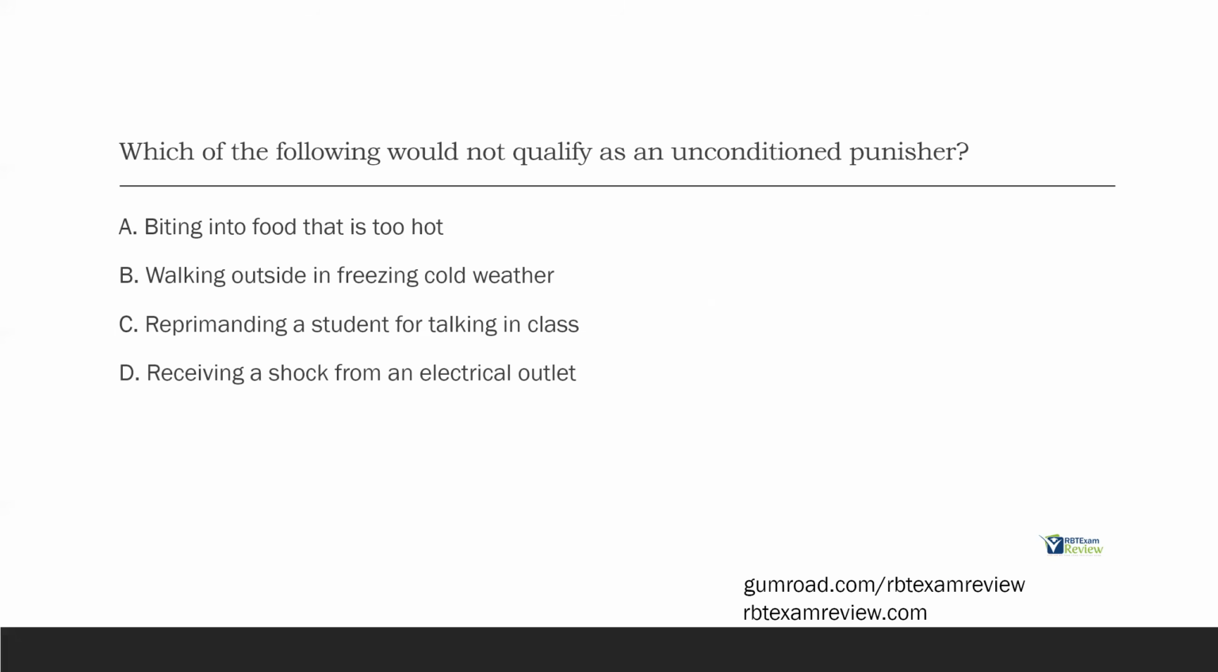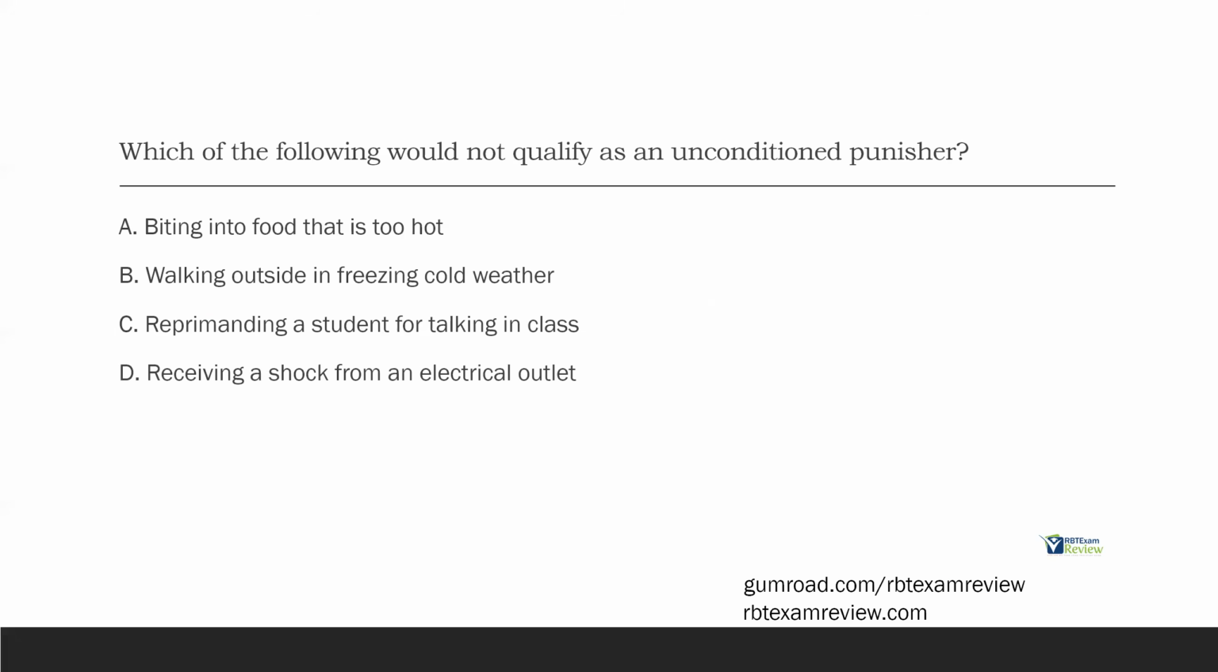What about C, reprimanding a student for talking in class? So a reprimand is a socially delivered punisher. But do we need some sort of learning or pairing to understand that a reprimand is a punisher? Sure, right? The person delivering the reprimand has to pair themselves with something to establish themselves as an SD, the reprimand has to be adequate. Many times reprimands are not punishment, right?